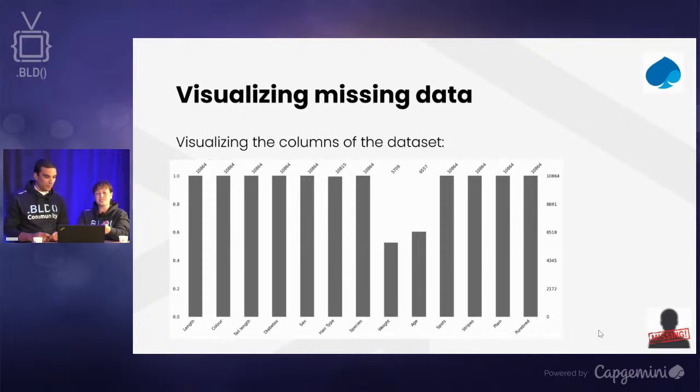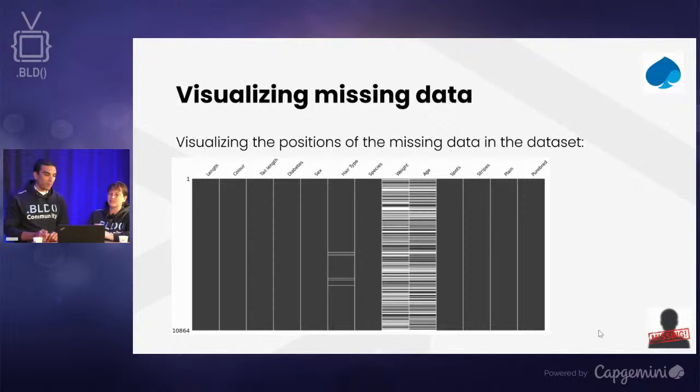It's nice to see that there is missing data, but you also want to see the positions, which is what you can see in the next slide. Here, white lines are the records that have missing data and black is where it's filled. Here you can try to see whether it's correlated or not. This is just a good way to see per record where data is missing.